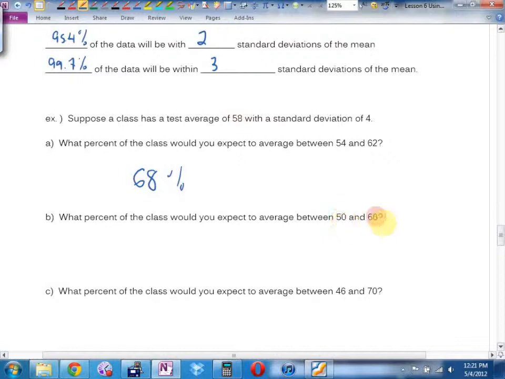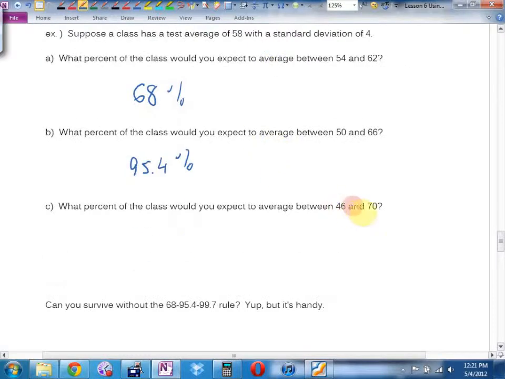What about between 50 and 66? 2 SDs either side. I would expect about that much. Now again though, Paige, do you really need to memorize that, or could you quickly calculate it in about 30 seconds? That's why I said you can survive without this. We always just throw this out there as kind of a, if you're trying to get a good number sense of stats, it's handy, because I don't carry a stats calculator around with me. Between 46 and 70? Question, Colleen?